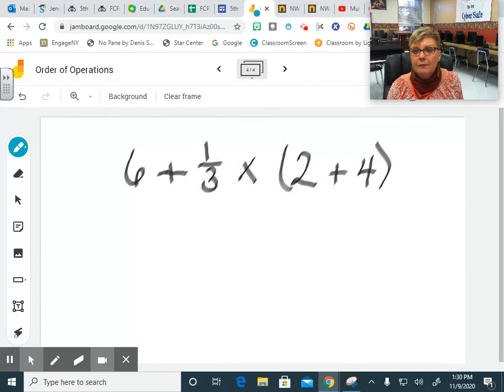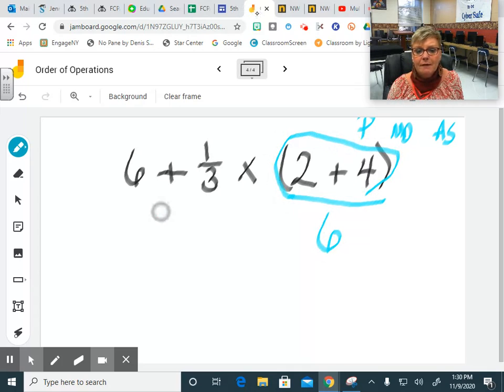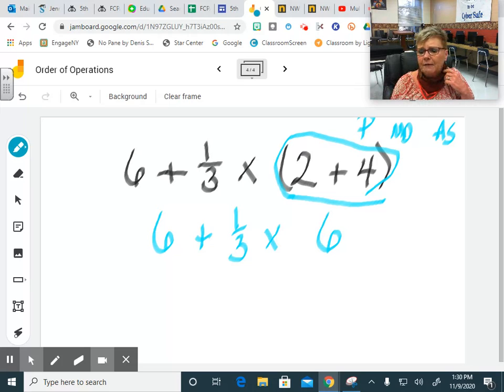Last example. Remember, parentheses, multiply and divide, add and subtract. I've got parentheses this time, so that has to be my first step. 2 plus 4 is 6. That's gone. Copy the rest of my problem. 6 plus 1/3 times 6. Now I've got add and multiply. Which comes first? Oh, multiply comes before add. So I'm going to have to multiply.